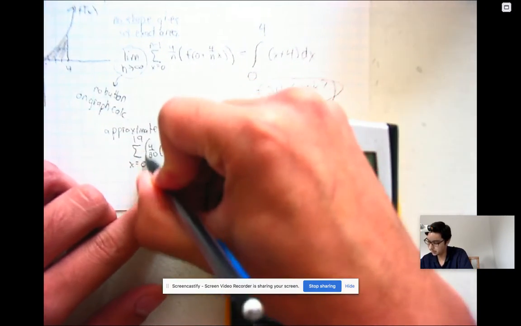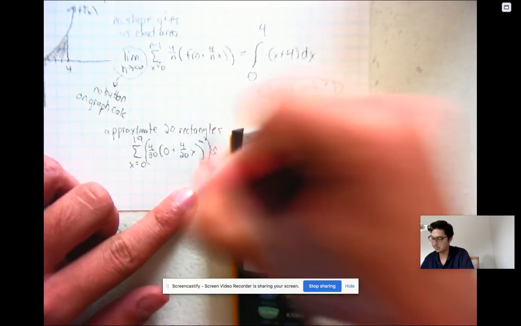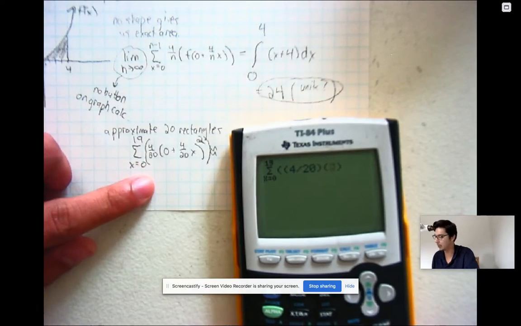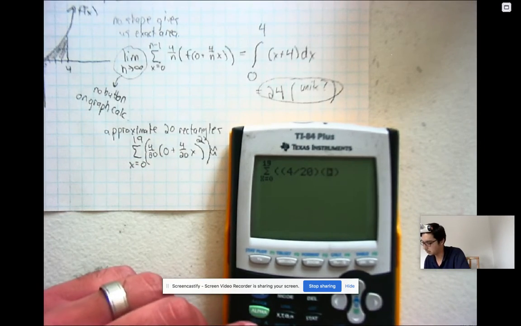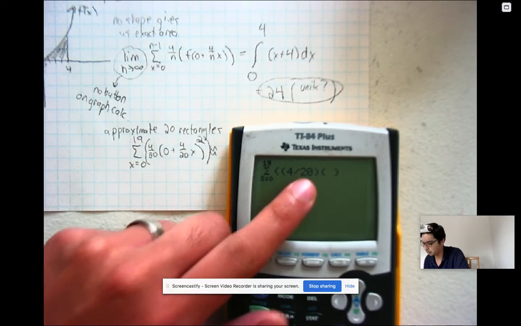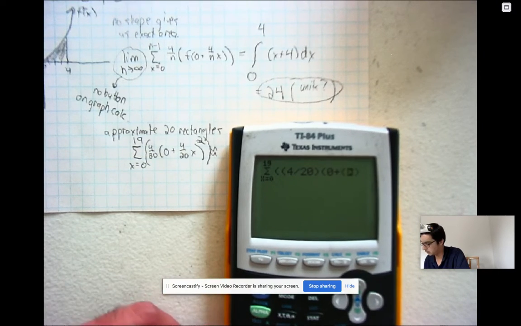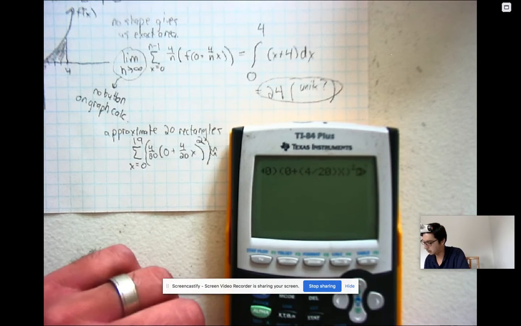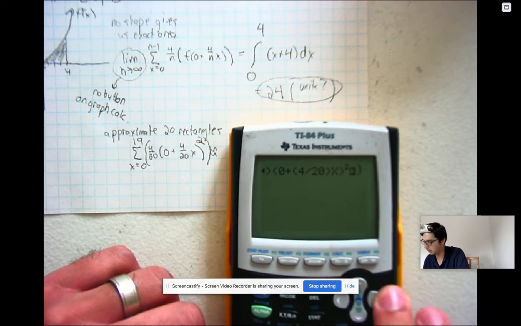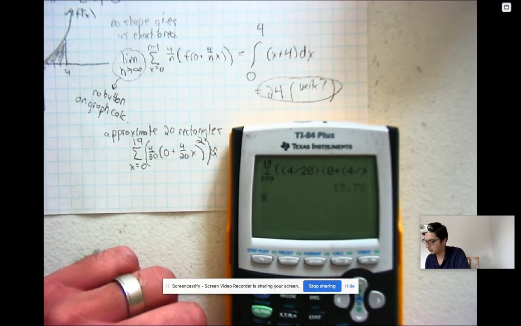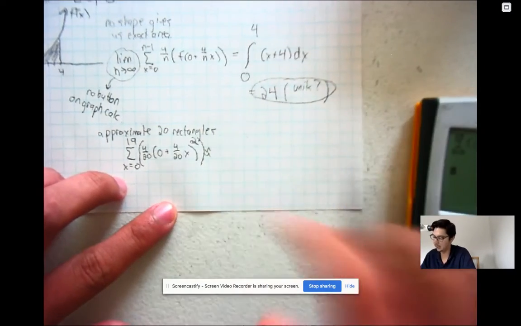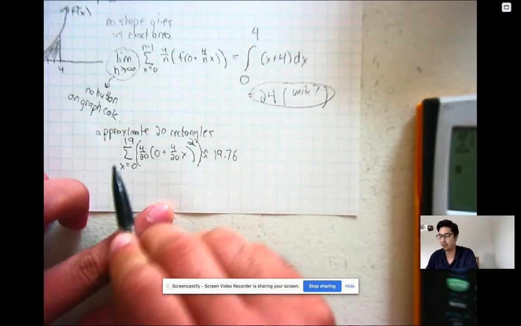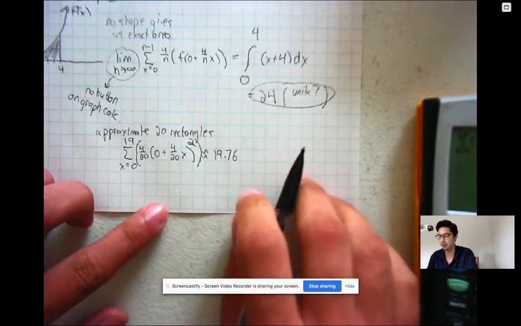All of that's in parentheses. It's important when doing these to write the parentheses properly on your paper and then transfer it in. More times than not, you make a mistake using parentheses. So parentheses, 0 plus 4 over 20x, squared. Hopefully I did that right with that last parenthesis. Notice that we got 19.76, which is pretty far off from the exact area. With 20 rectangles, there was quite a bit of error.